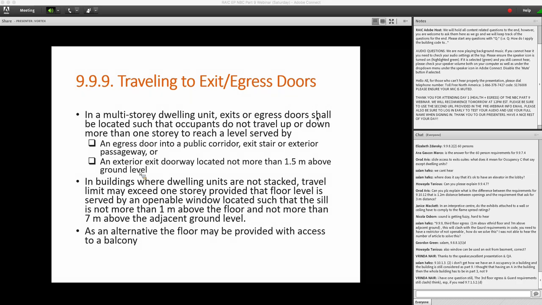What is the code reference for the 2-hour firewall requirements? So Part 9 has very generic discussion on firewalls.